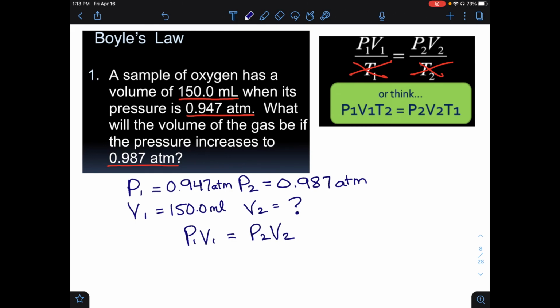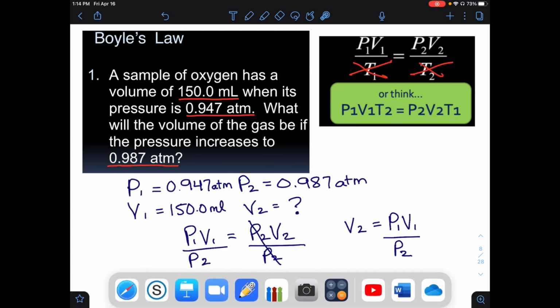We have to solve for V2, so I'm going to divide by P2 on this side, divide by P2 on this side. This will cancel out. I end up with a new formula. I like to rewrite it to say V2 equals P1 V1 over P2. And then I can go ahead and substitute all of these numbers in. Now you're going to need your calculator.